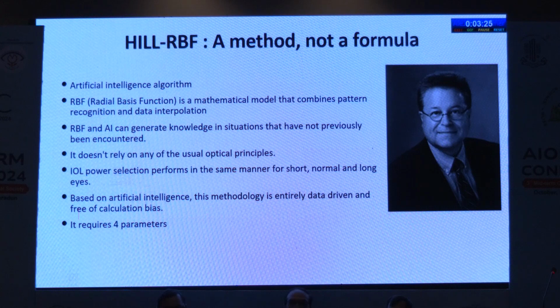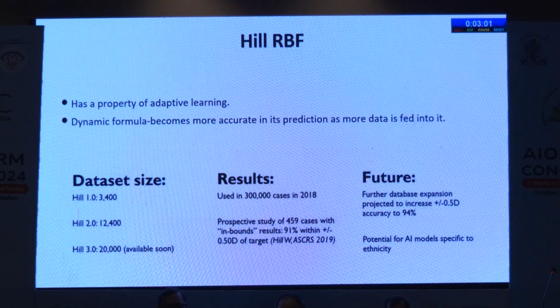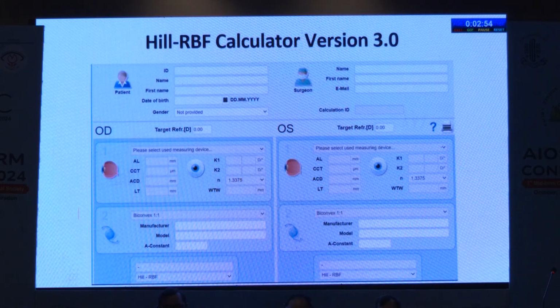Another formula is Hill RBF, which is considered a method, not a formula, as it is based on an artificial intelligence algorithm. The RBF stands for radial basis function. It is a mathematical model that combines pattern recognition and data interpolation. It is used in facial recognition and sensitive software like fingerprinting, etc. It does not rely on usual optical principles. Hill RBF version 3 is now available, and since it is based on adaptive learning, the more data is fed into it, the more accurate it becomes. This is again freely available online software, and version 3 is available now.